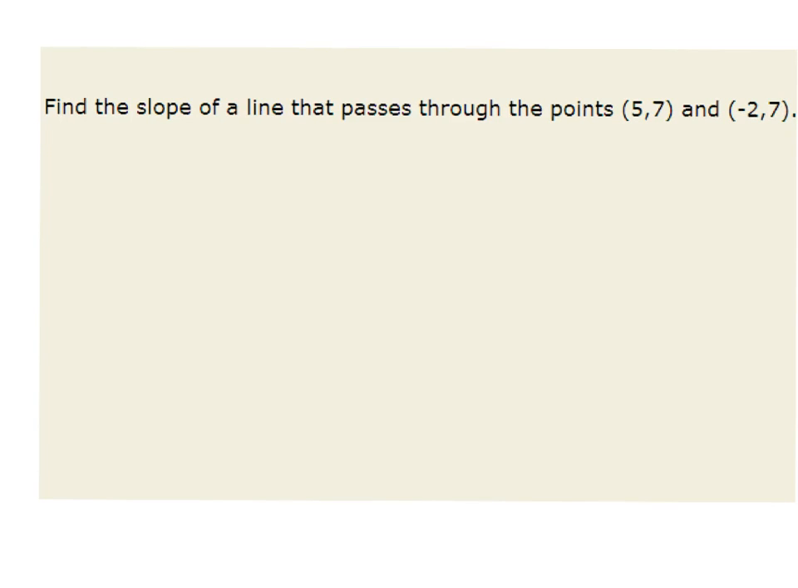Find the slope of a line that passes through the points (5, 7) and (-2, 7). So we know that slope, which we use the letter m to represent, is our change in y over our change in x.